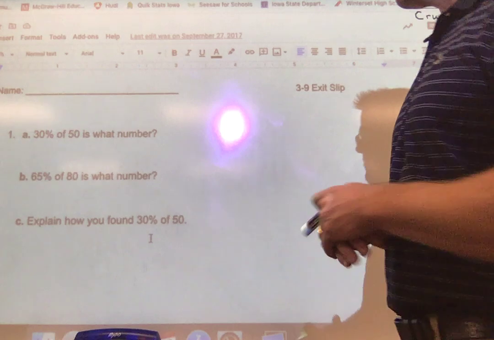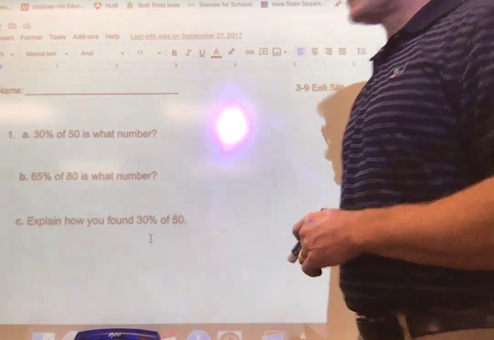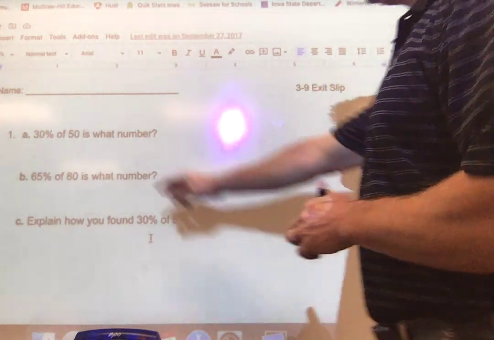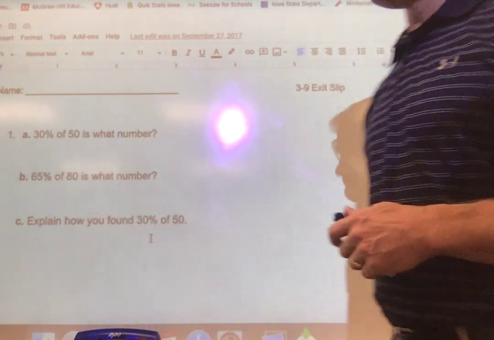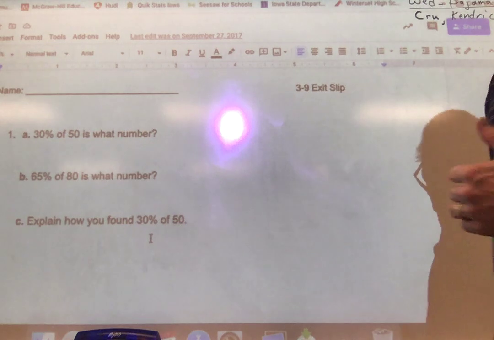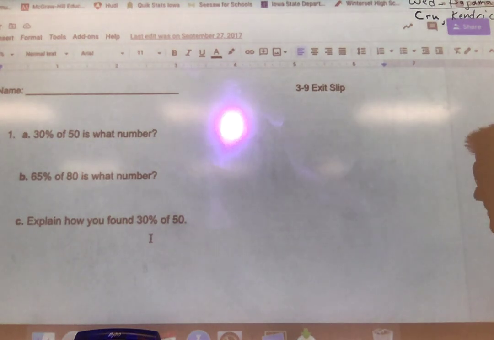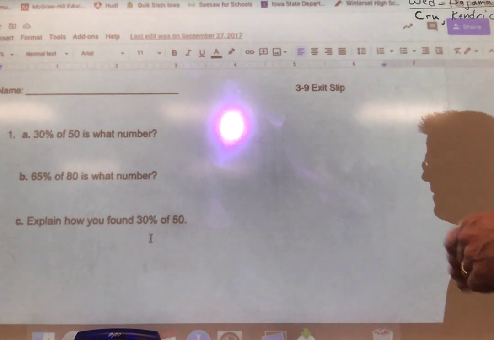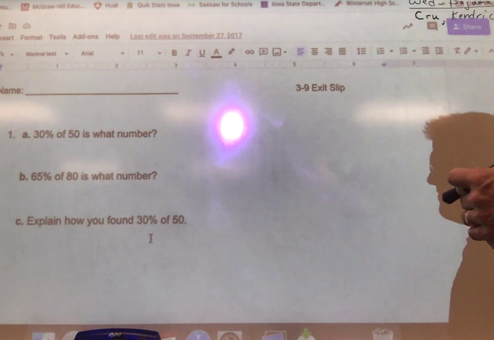So the first one starts with number 1, and 1A and B are similar problems. A says I want to know 30% of 50 is what number? So I want to know 30% of 50. I don't want to know all of it. I know my answer is going to be less than 50. It's actually going to be less than half of 50, because I know 30% is less than half, because 50% is half.